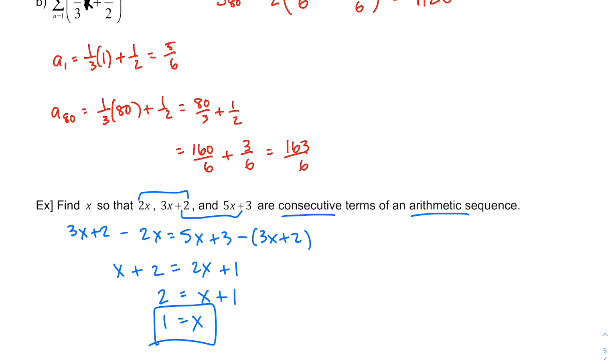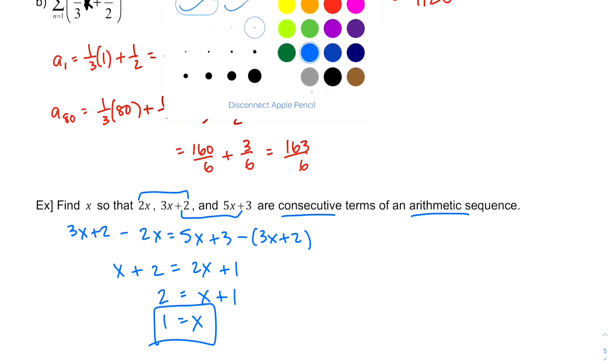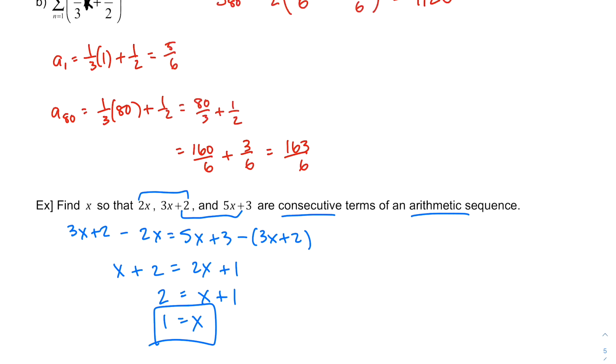It's asking us to find x, but let's investigate what this means in terms of the arithmetic sequence that's listed. So the first term was 2 times 1, so 2. The second term was 3 times 1 plus 2, so 5. And the third term was 5 times 1 plus 3, so 8. So it looks like it makes sense. The consecutive terms would have been 2, 5, 8. And they do have a common difference, which is 3. So it checks out.